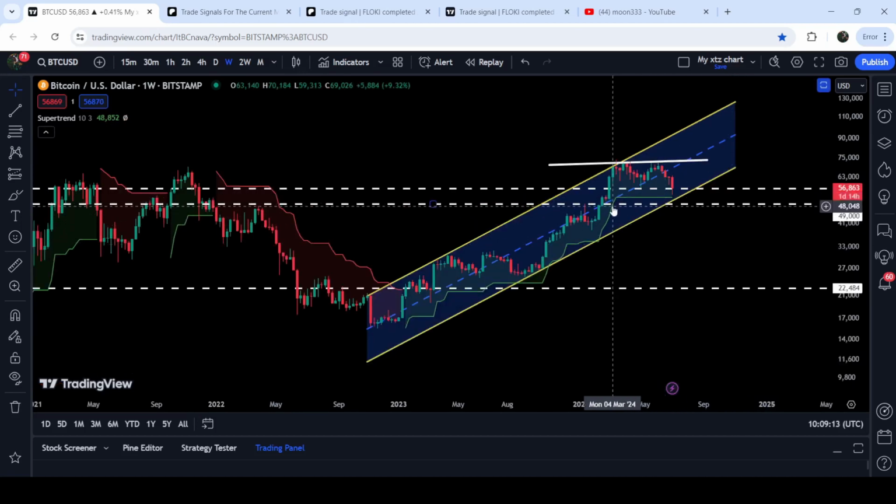Therefore, now we need to keep an eye on the support of the super trend and the support of the channel, and especially this support right now that we are watching here. The price line is trying to break down, that is at $56,500. So this was the update so far.